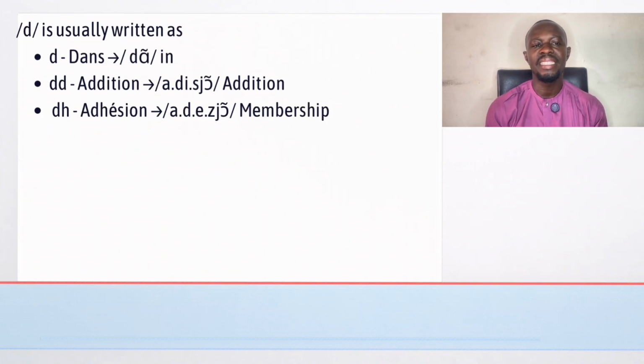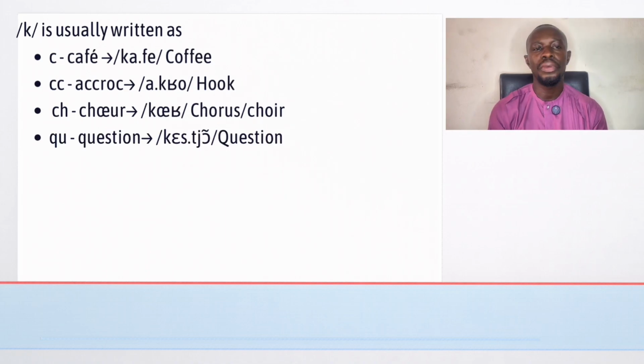D is usually written as D. So anywhere you see the letter D, you pronounce it as D. For instance, you can see it in don. And double D also gives us the same sound, and you can see it in addition. All right, and DH also. Remember, I will say H is silent in French, so it gives us adhésion. K is usually written as follows.